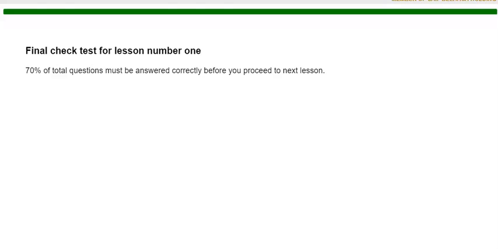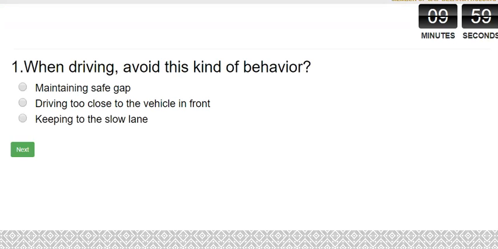Okay, so let's go to the final test for lesson number 1. 70% of the total questions must be answered correctly before proceeding to the next lesson. What I'm showing you is the real theory test. I have already done it, it's just to show you the first question. Let's do it together. When driving, avoid this kind of behavior. Maintaining a safe gap, or driving too close to the vehicle in front. For me, I think that's the correct answer.